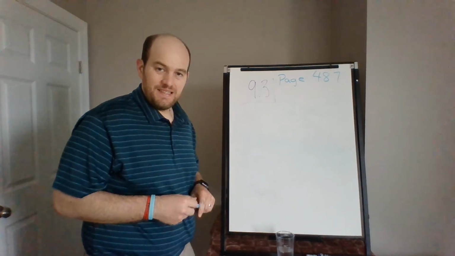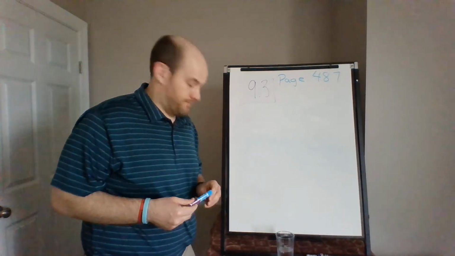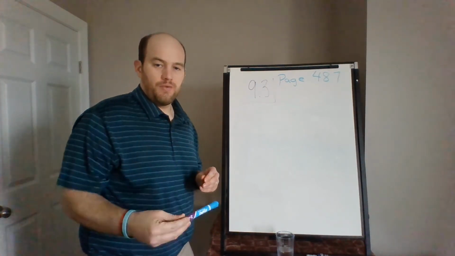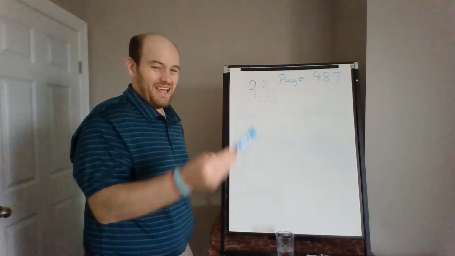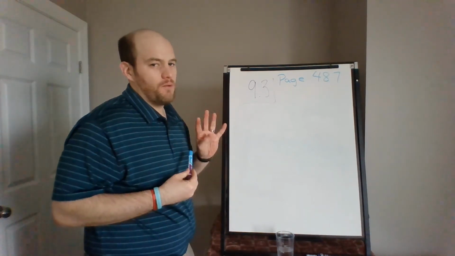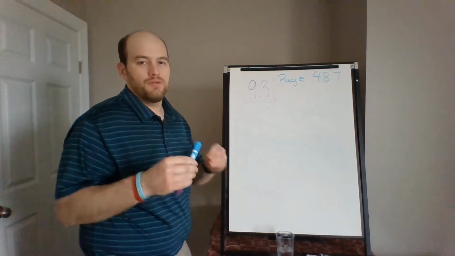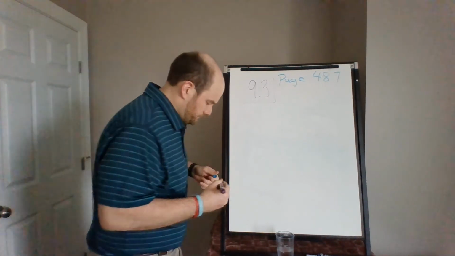8, 10, 12, and 14. Circle those. 8, 10, 12, 14. I'm going to do 4 more, and then we're going to talk about what is expected on our homework and our Google Classroom assessment.